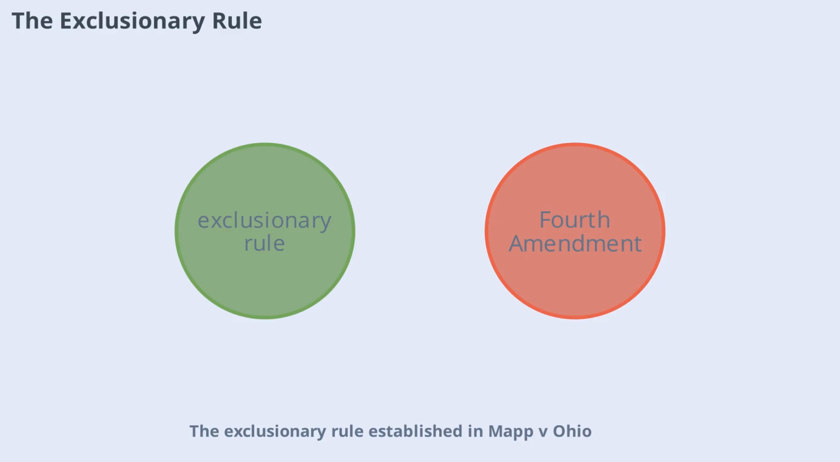The exclusionary rule, established in Mapp v. Ohio, protects citizens from illegal searches and seizures. Evidence obtained in violation of the Fourth Amendment cannot be used in court. This rule is a powerful tool for safeguarding individual rights and holding law enforcement accountable. It ensures that the government respects constitutional boundaries, even in the pursuit of justice.